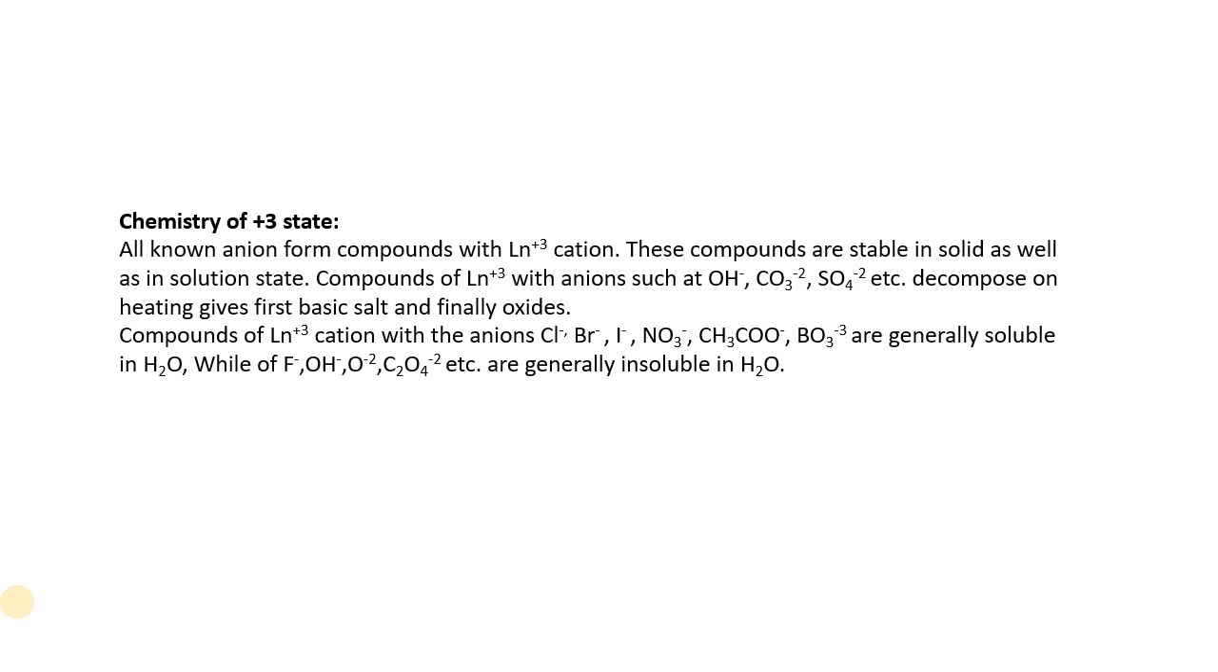Compounds of lanthanide +3 with anions such as OH-, carbonate, sulfate, etc. decompose on heating, giving first the basic salt, the salt which contains the OH ions. A salt containing OH ion is called a basic salt, and a salt containing unneutralized H+ ion is called an acidic salt. And when the basic salt is heated further, finally oxides of lanthanide are produced.